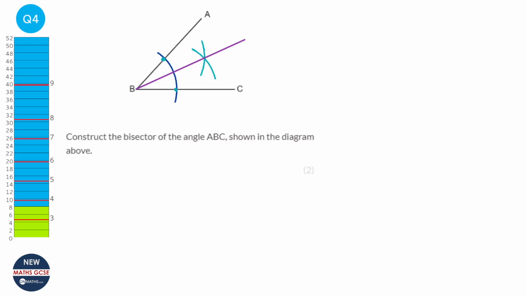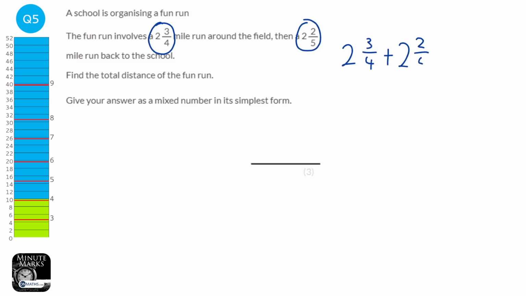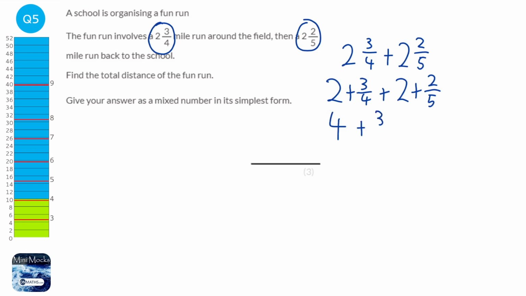Arcs for marks. So in this question we basically need to add the 2 3/4 and the 2 2/5. So we're going to do 2 3/4 plus 2 2/5. Now if I just rewrite this, 2 3/4 can be written as 2 plus 3/4, plus 2 plus 2/5. So we can add the two 2s together to make 4, and then all we need to do is add the 3/4 and the 2/5.